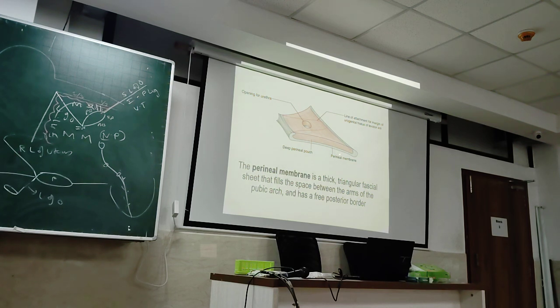Inferiorly also it's quite thick. The space below that is superficial space. The space above that is the deep perineal space. Again, considering this thin fascia over and the perineal membrane in front and behind and below, this appears to be an enclosed space called the deep pouch.